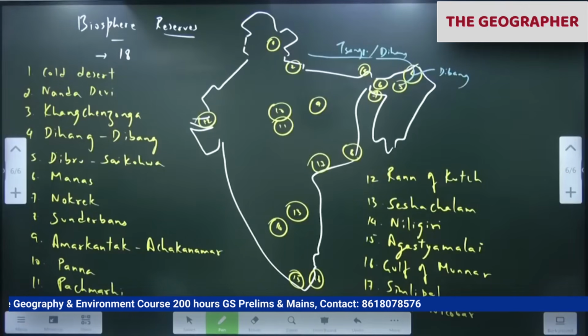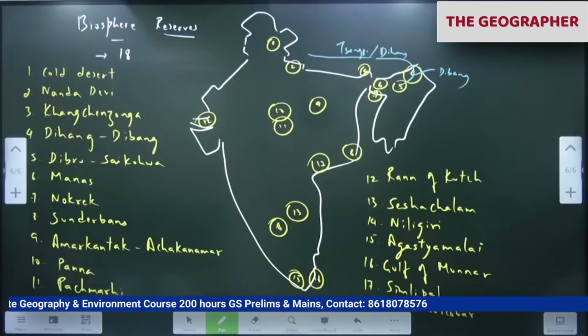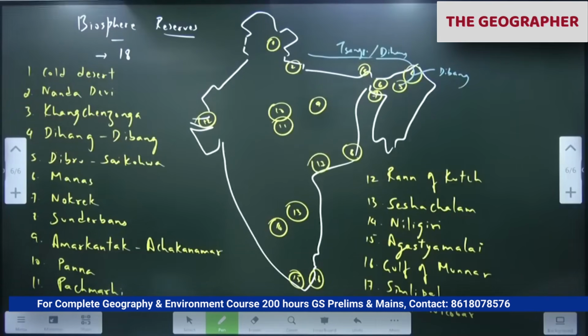So as of now, how many biosphere reserves? This can increase. Biosphere reserves can increase, whereas the first two, biogeographic zones and biogeographic provinces, will never change, unless India acquires new land. If we acquire Sri Lanka, or include Pakistan, Bangladesh, then our biogeographic zones might increase. Otherwise, they won't. Please make sure that you see it also in the atlas.